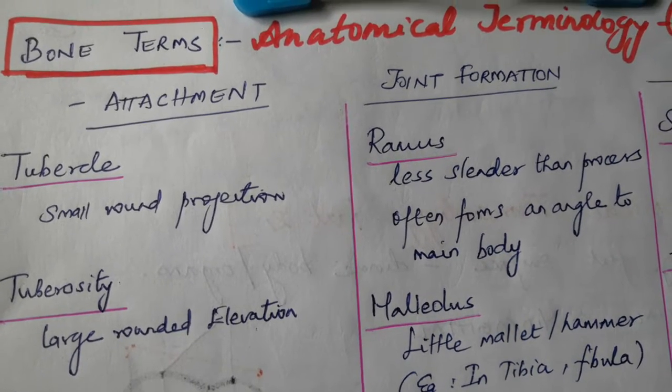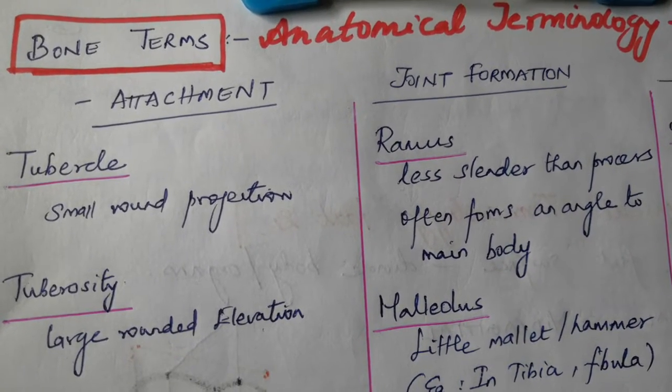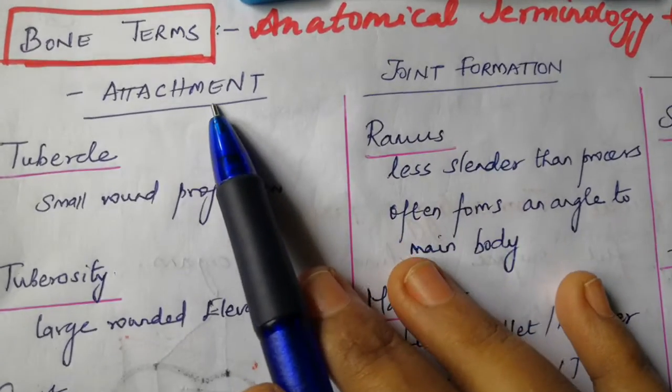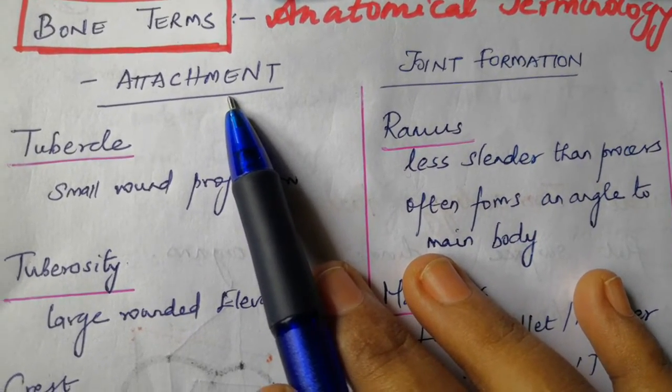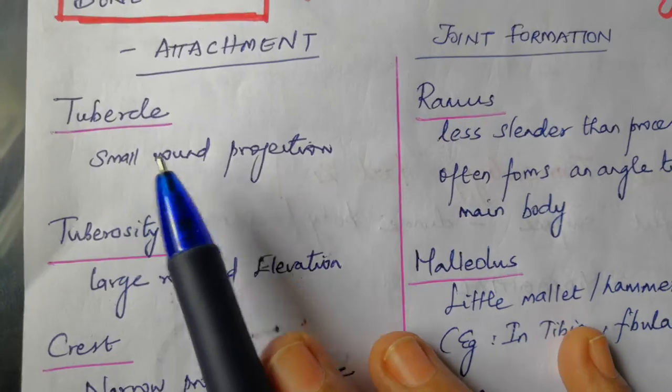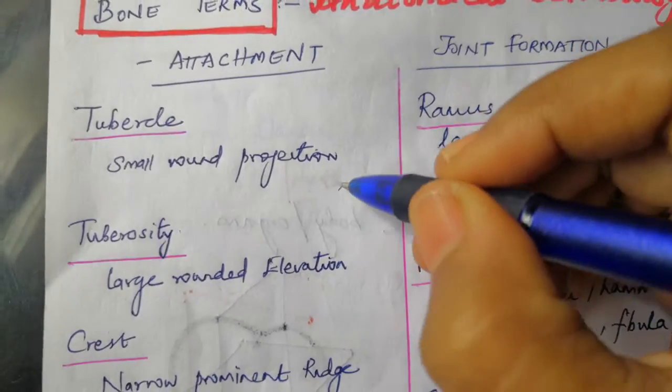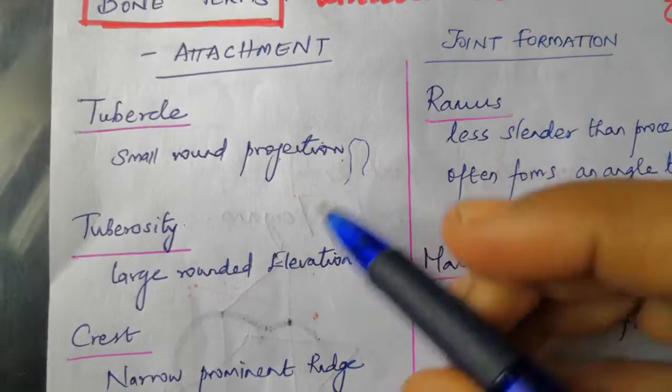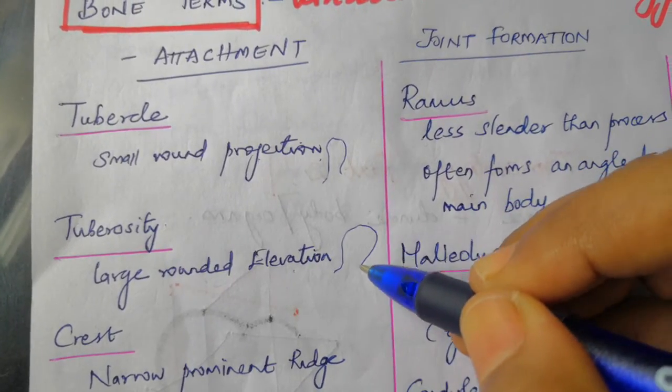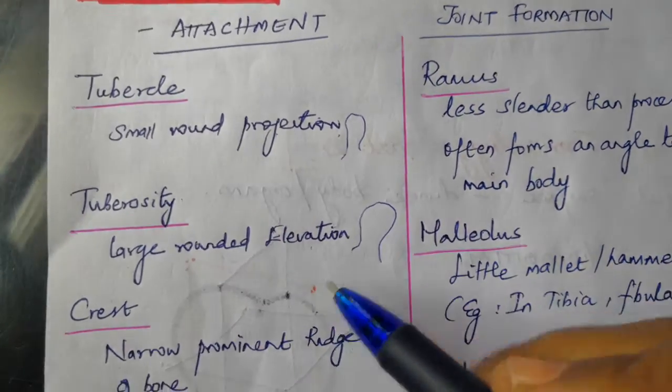Today's class will be on anatomical terminologies related to bone. First will be terminologies related to attachments. Tubercle means a small rounded projection. A large rounded projection is called tuberosity.